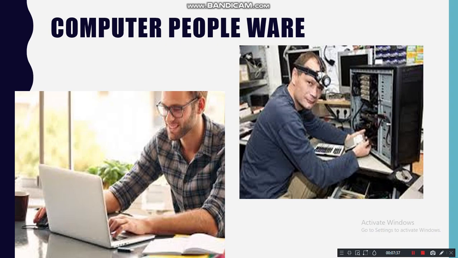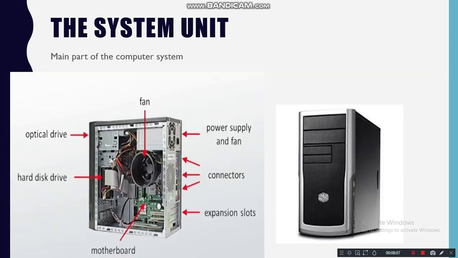So now let's talk about the peopleware. The peopleware are the people that use the computer. If you look at the picture here, I have two types of computer peopleware. I have a computer user here and I have a computer professional. If you look at the first picture, the person is just using the computer and smiling. So it's assumed that he doesn't really know much about the computer. While the other person is a computer system engineer, who is actually fixing a faulty computer system. So these are the people that use the computer on a daily basis.